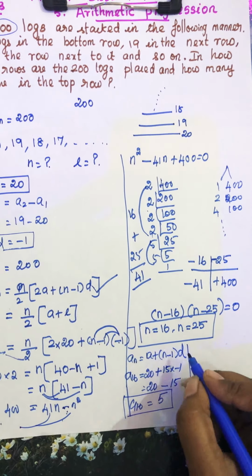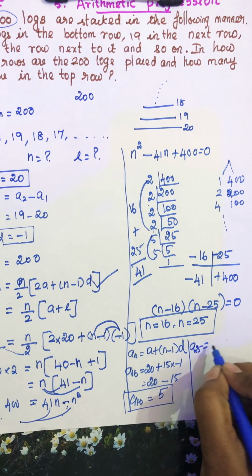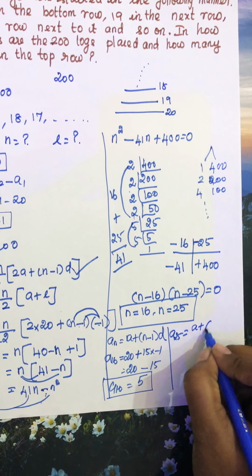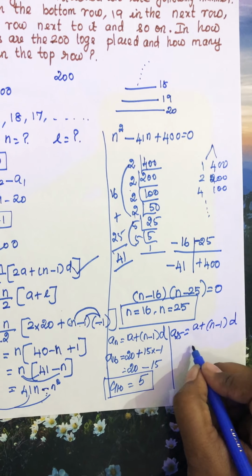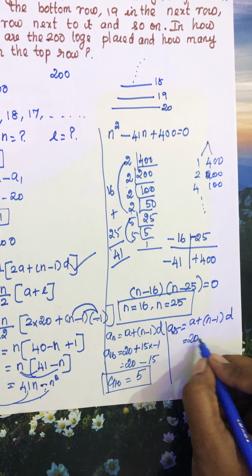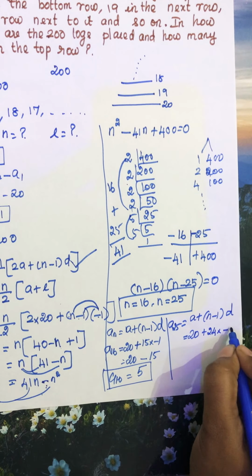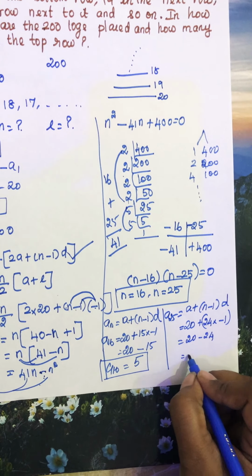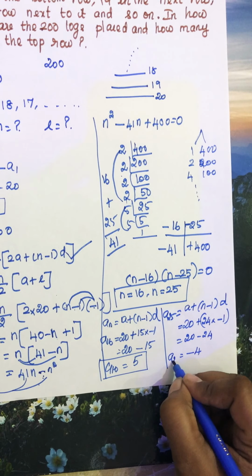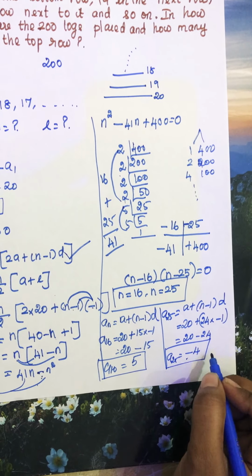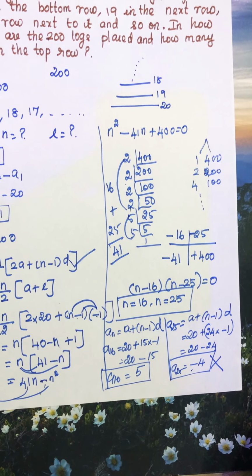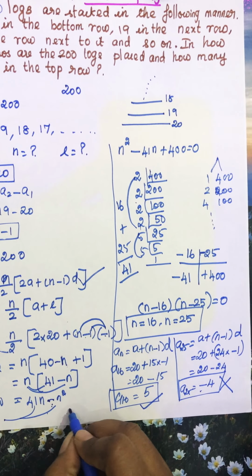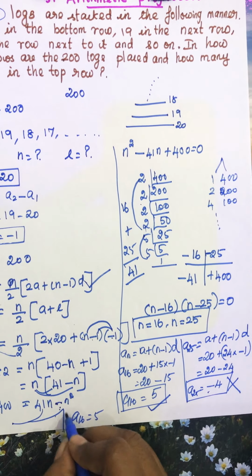Okay, see, the 25th term. So what about the 25th term? So that is A plus n minus 1 into D. So what is your A? Again 20. This is 24. This is minus 1. So if you multiply, you will get minus 24. So your answer is minus 4. So a term cannot be negative, so it should be positive. So your answer should be 5. So the 16th element is 5. So this is your answer.